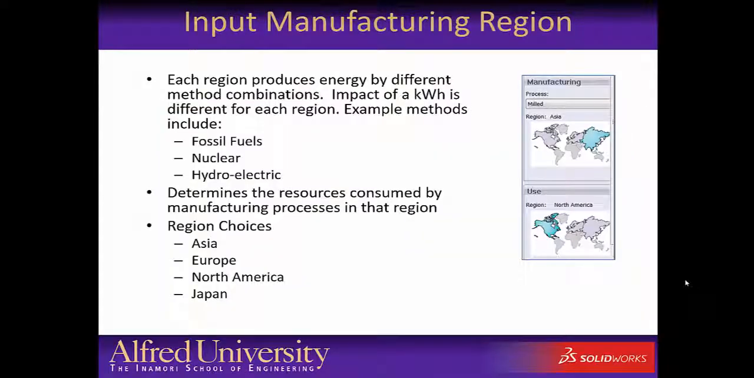Next, you have to select the input manufacturing region. In other words, where is your part going to be made? Each region produces energy by different methods. For example, some regions are heavy on nuclear or hydroelectric power. Others entirely use fossil fuels. This has a large impact on its renewable energy footprint. There are 4 region choices built in to SOLIDWORKS: Asia, Europe, North America, and Japan. You can take a look at all 4 by exploring these options.